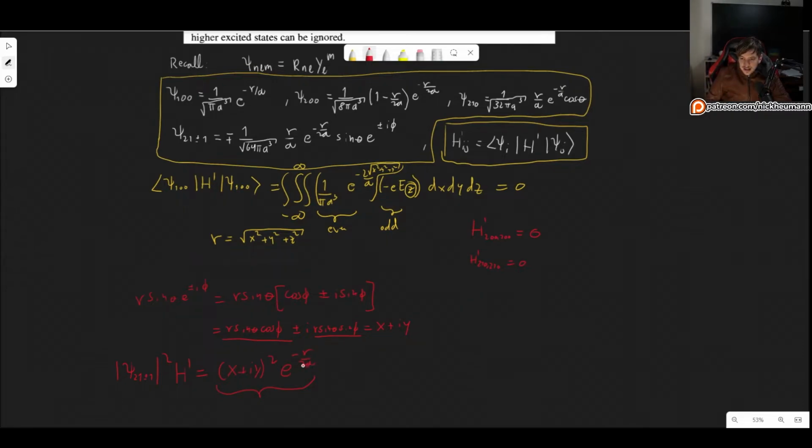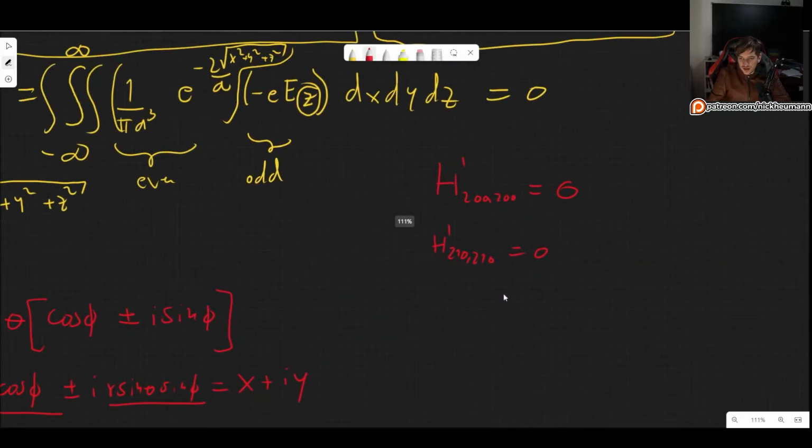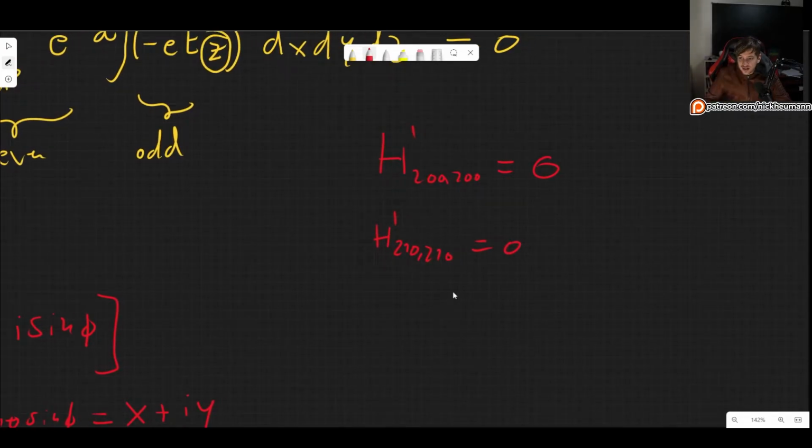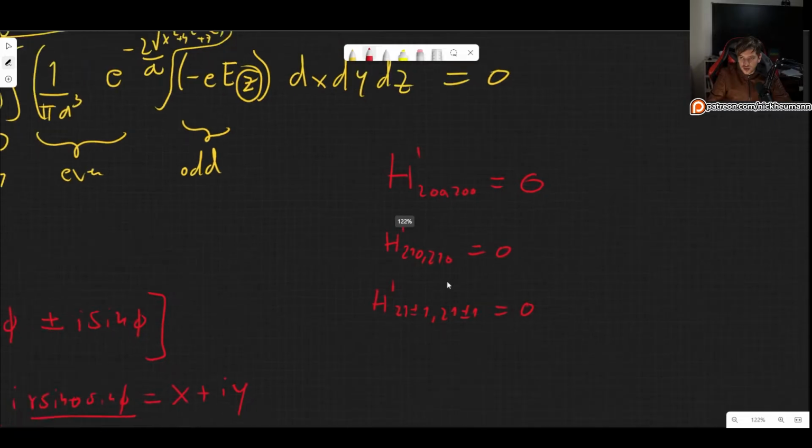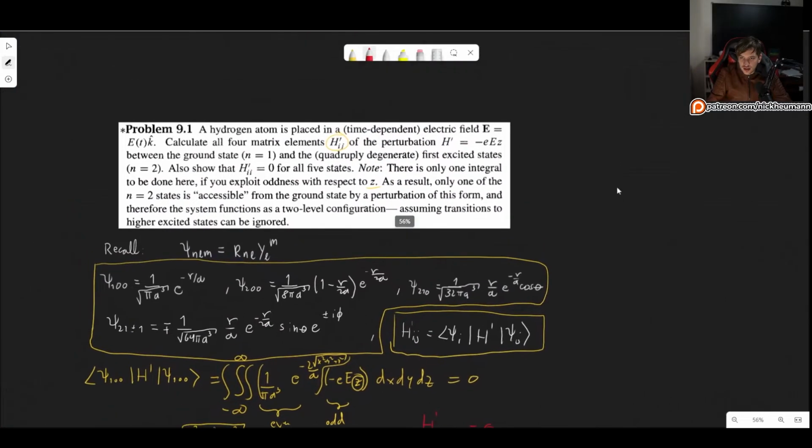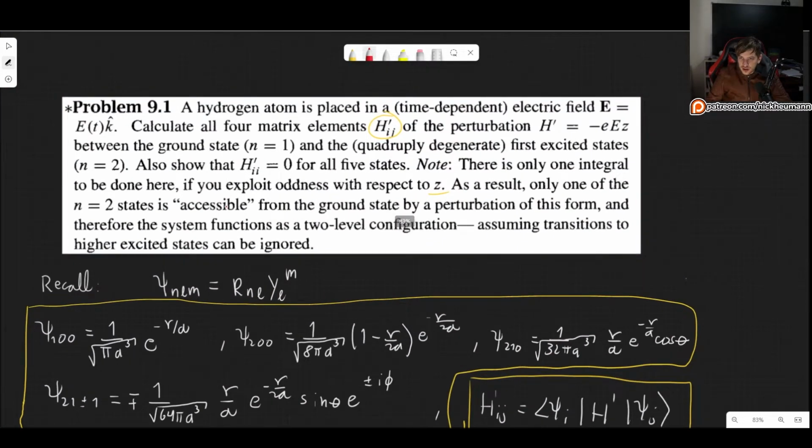Okay, so we have that part, and of course then we still have this minus eEz. So all of this is even, this part is odd, so the end result is odd, so this entire integral will be 0, right? The integral in z will be 0, so h prime of 2, 1 plus or minus 1 with 2, 1 plus or minus 1 will be 0. So there we go. Now we showed that all 5 states give us that this part is 0.